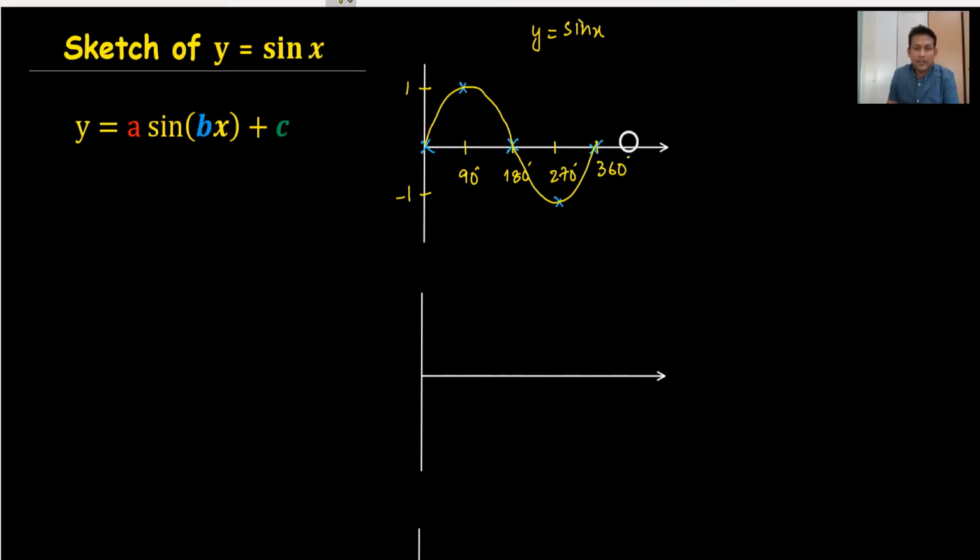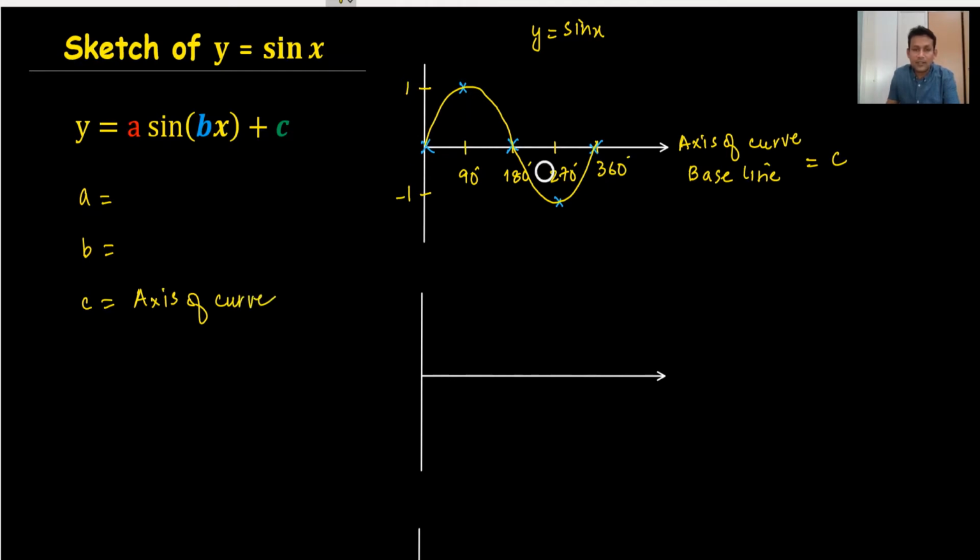In this sketch, this is called the line, the axis of curve. The axis of curve is also called the baseline. And the baseline is this C. This C is the axis of curve or the baseline. So remember, A is equal to, B is equal to, and C is equal to. C is the axis of curve or the baseline. Okay. Now, this sketch should always be in your mind for sin x.